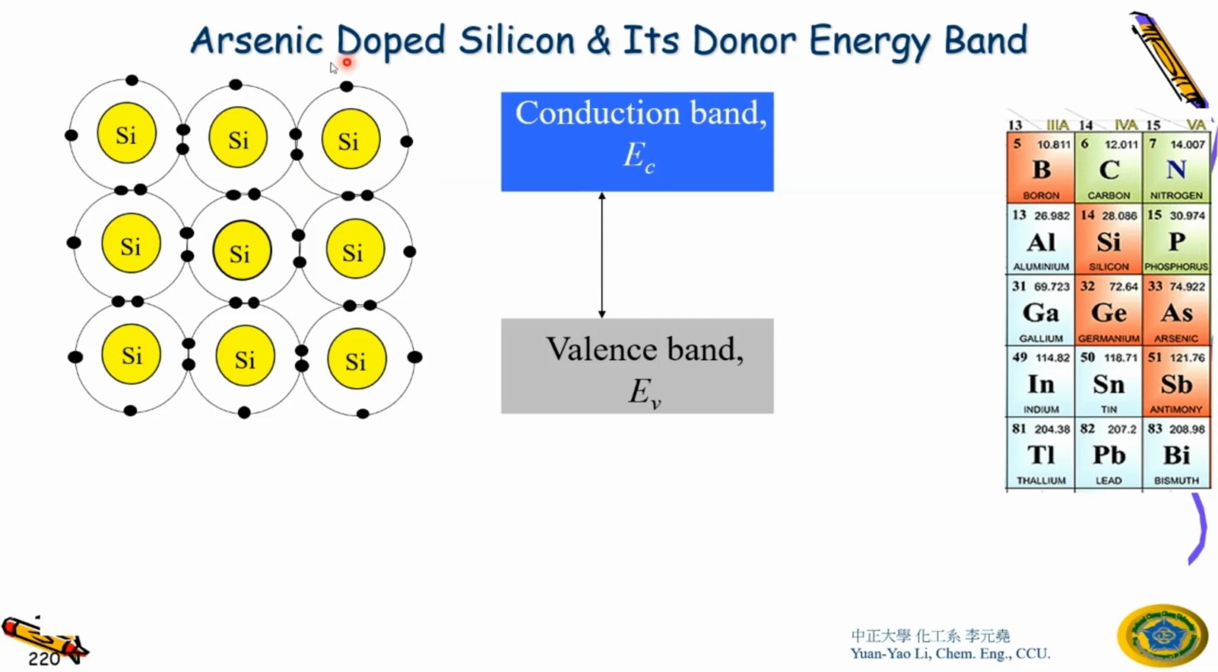Okay, so now you want to replace this silicon, and this band gap is 1.1 electron volt. You want to replace this silicon to become arsenic. So what happened? You have 1 extra electron. Am I right? Because there are 5 valence electrons. So you have one extra electron in the valence shell.